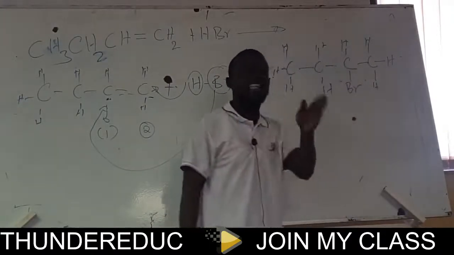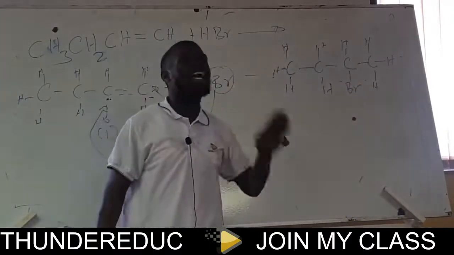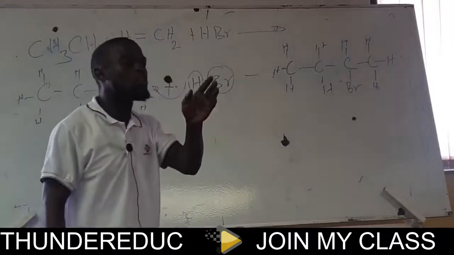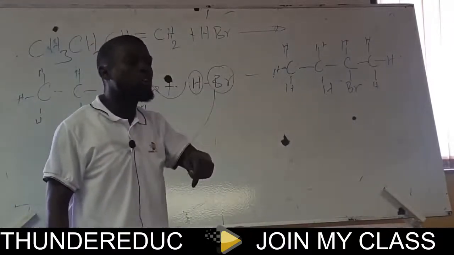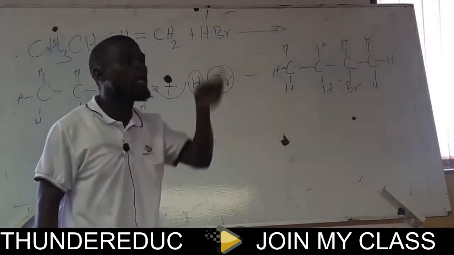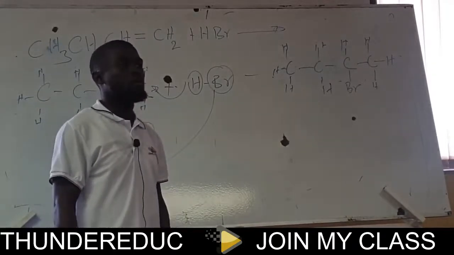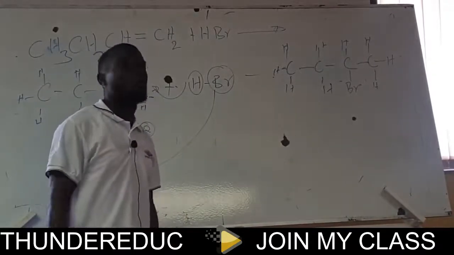1, 2, 3, 4. Always when you write a structural formula like this, count the number of bonds on the carbon atoms. They must be four. If it is fewer than four, you just know that your structure is wrong. Yes.